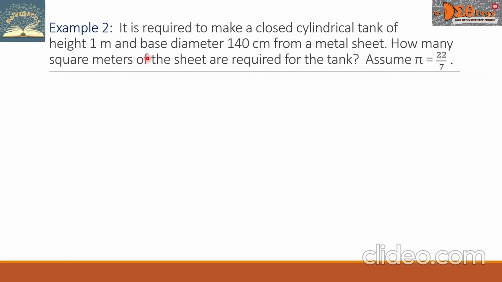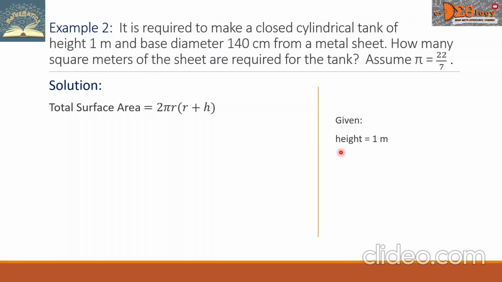Example 2. It is required to make a closed cylindrical tank of height 1 meter and base diameter 140 centimeters from a metal sheet. How many square meters of the sheet are required for the tank? Assume that pi equals 22/7. This problem corresponds to the total surface area, and we have this formula.